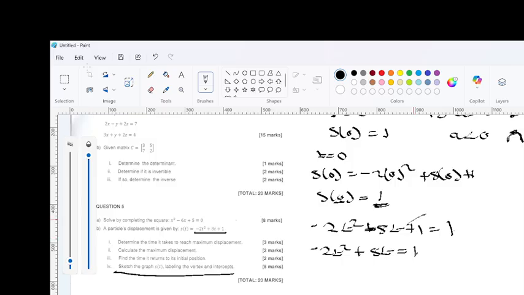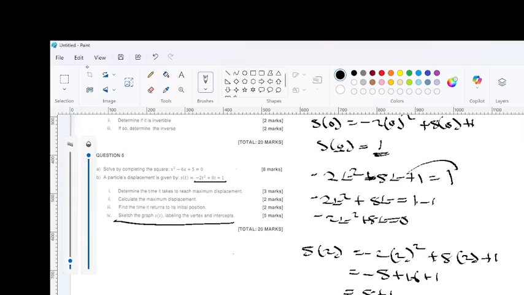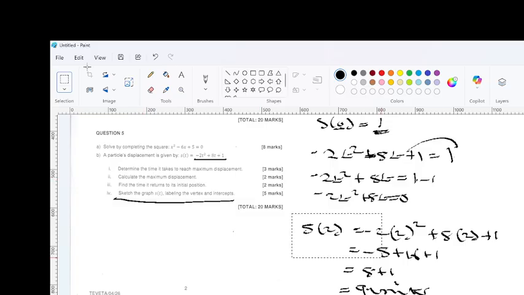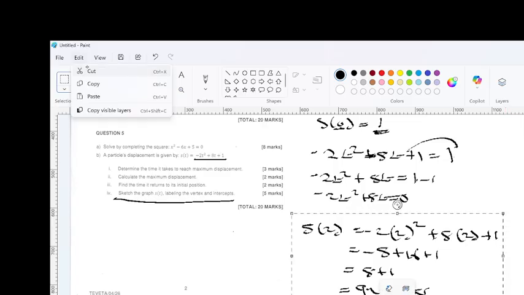This 1 goes to the other side. We collect like terms, minus 1. So it will be -2t squared plus 8t equals 0. So let's find the time that is returning to its initial position.